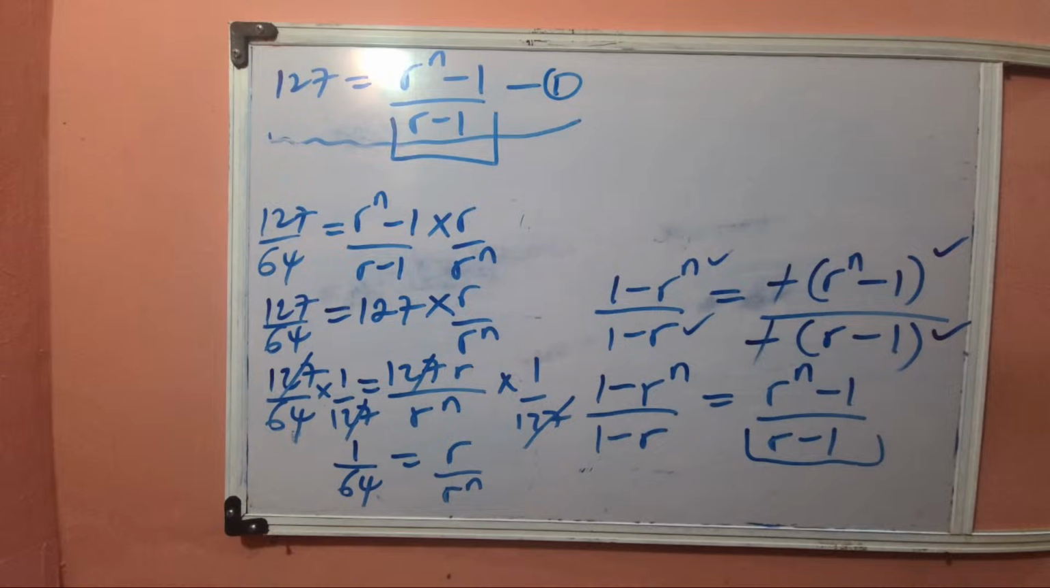Now, please, I want you to really pay attention to this. You have r over r raised to power n is equals to 1 over 64. How do you go and solve this? How do you go on to solve this? All right. Now, look at this r over r raised to power n.